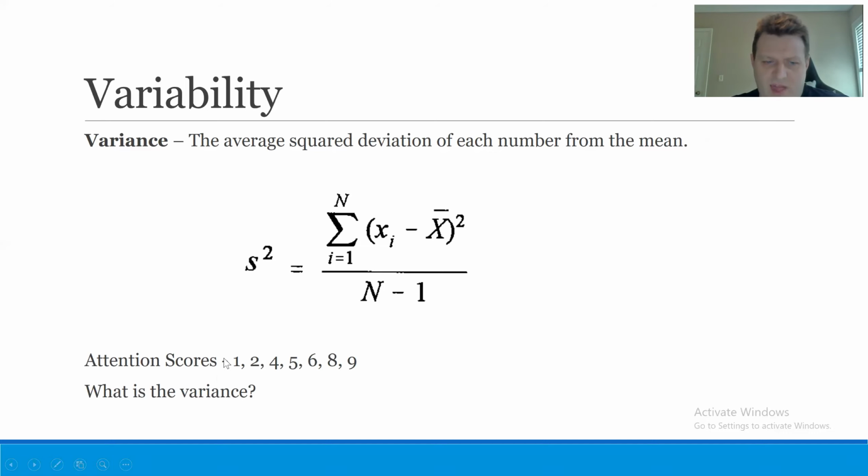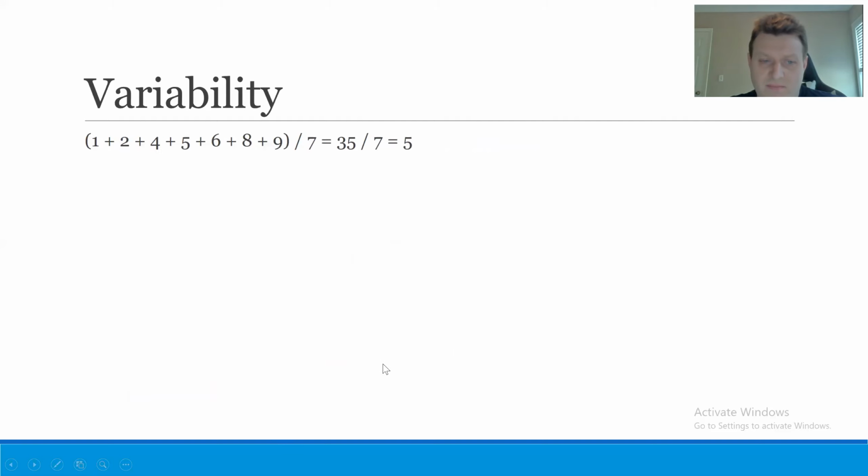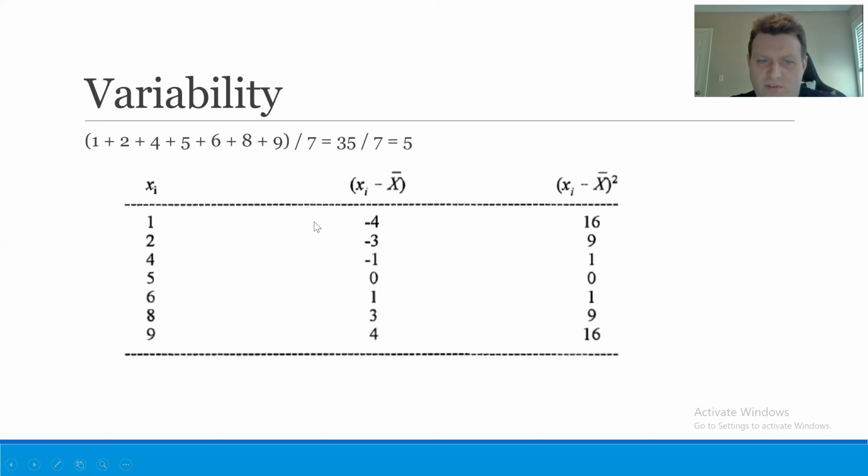So if we have the following scores: 1, 2, 4, 5, 6, 8, 9, what do we need to do with these? Well, the first thing that we need to do is find the mean. So we add them all up, divide by 7. This gives us a mean of 5. Then we're going to take all of these scores, subtract 5 from them. But again, remember, if we were to add all of these up, and you could do this yourself if you don't believe me, they would all add up to 0. And it doesn't matter, this isn't a special property of this data set, for any data set, the sum of deviations would be 0. So we square them to make them all positive.